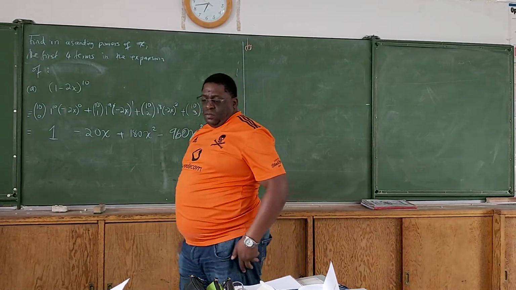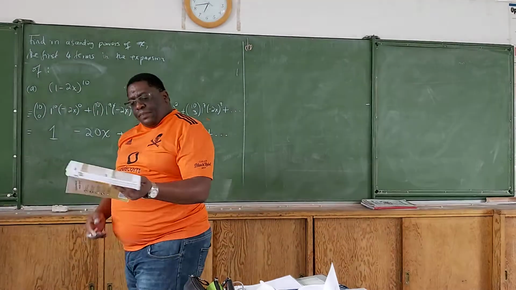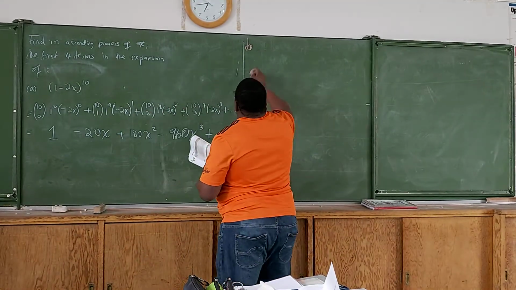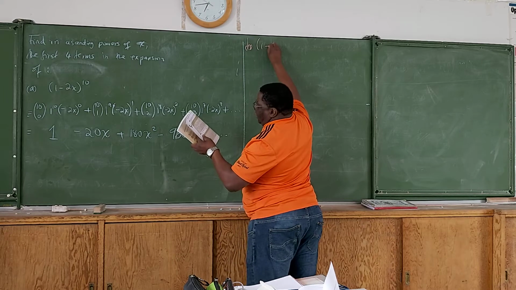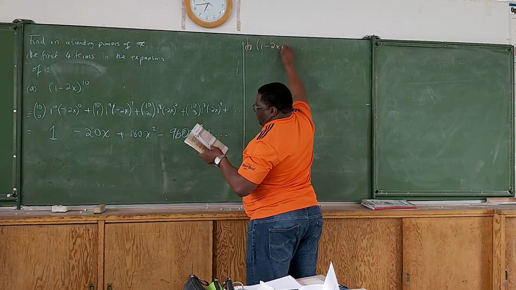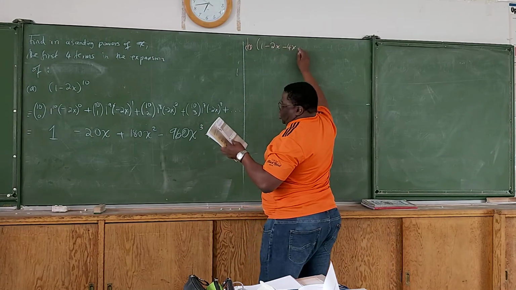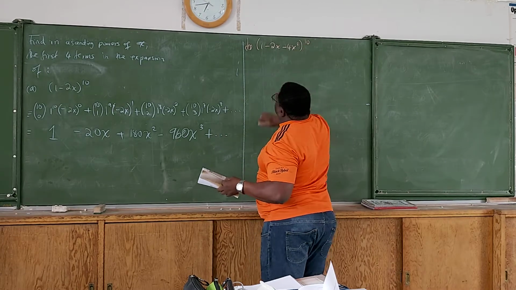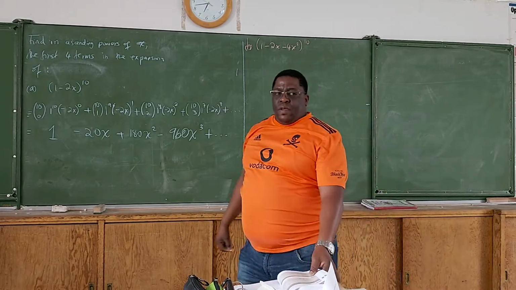Still the same thing, but they are saying it's 1 minus 2x minus 4x squared, all raised to the power of 10. Okay? What is the first thing you do?